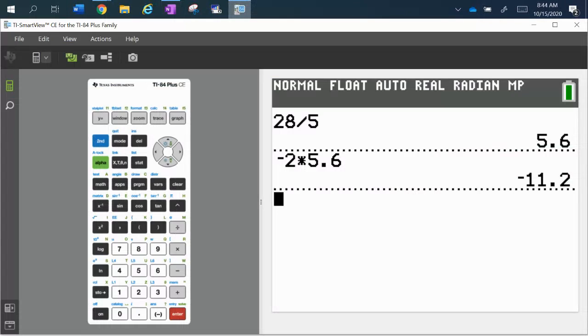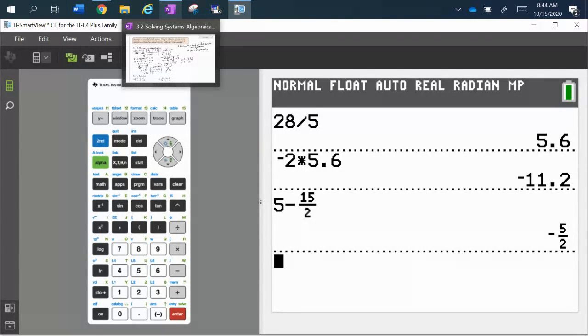So I'm going to go to my calculator now. 5 minus 15 over 2. If I write it like this, remember it gives me my fraction answer. Negative 5 over 2. So does everybody see what I did?